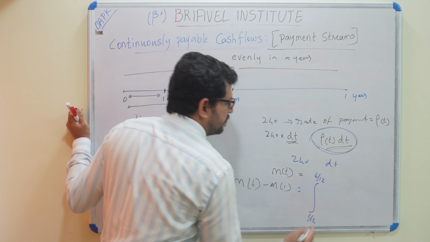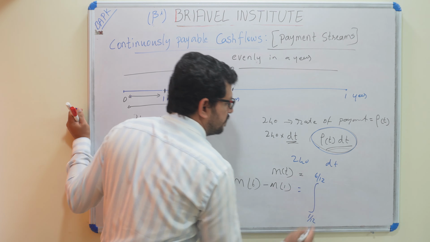So how to find out the total payment? One month will be 1,200 times 1 divided by 12, so one month will be 100. If you take 6 months, 1,200 times 6 divided by 12, it will be 600. So in half a year the payment will be 600, because it is spread equally in a year.